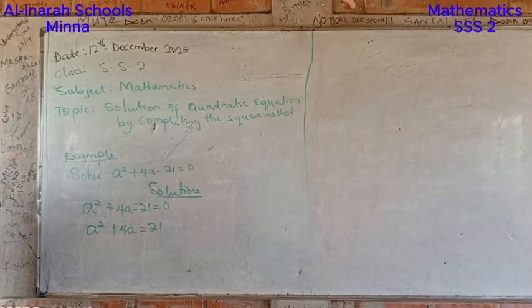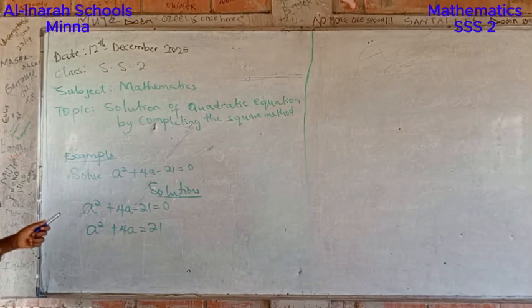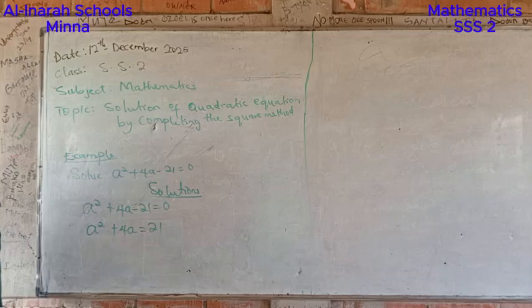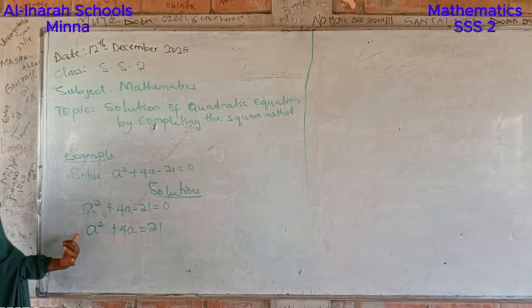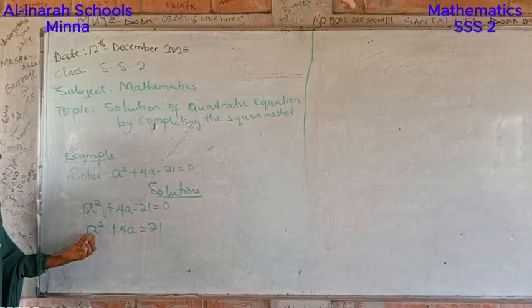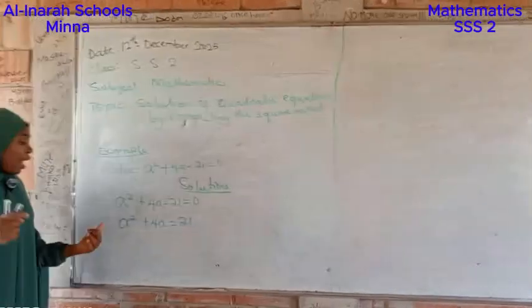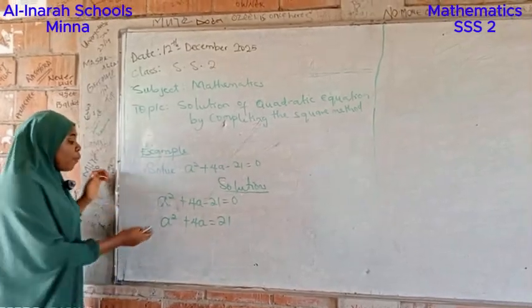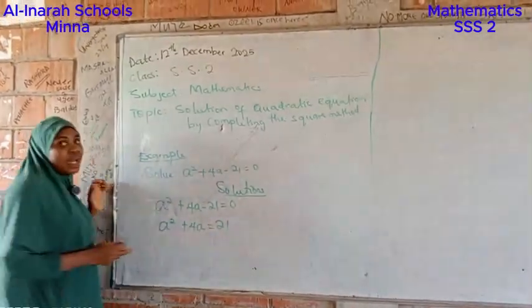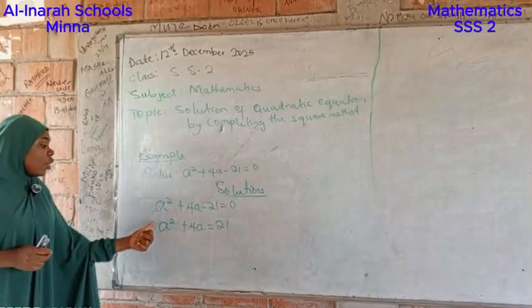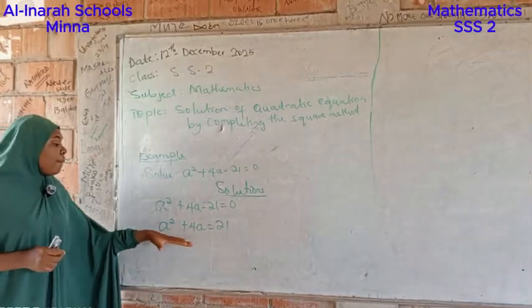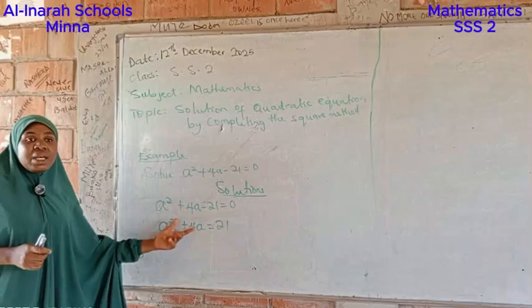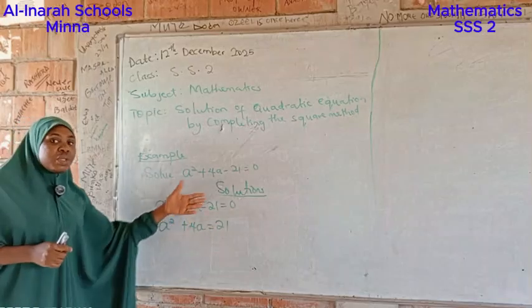Now the next step is to reduce the coefficient of a square to 1. But the coefficient of a square is already an invisible one here, so we don't need to divide. If I had another number here, for example 2 or 3, I would divide each term by it. But I'm already having a 1 here, so even if I divide by 1, I will still have the same number. So let's move to the next one.